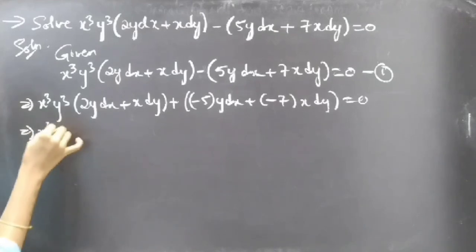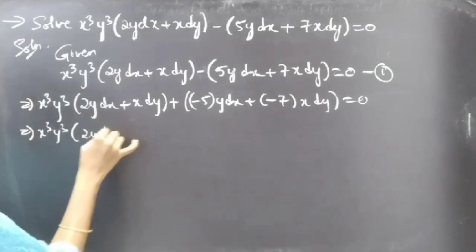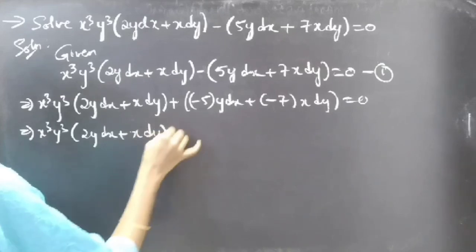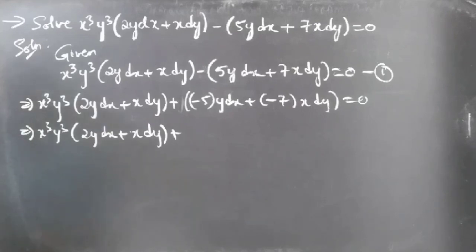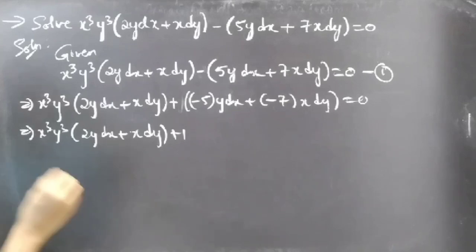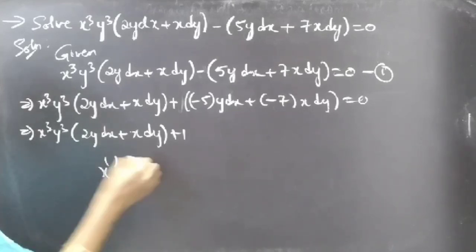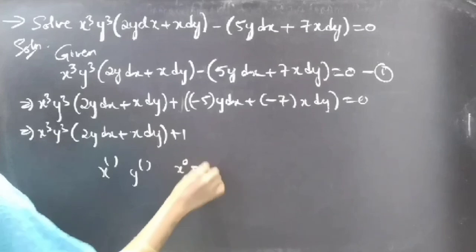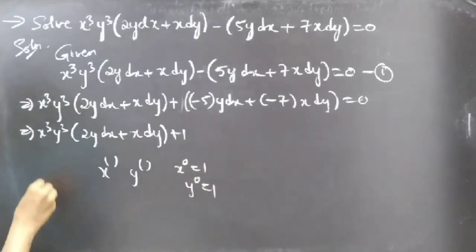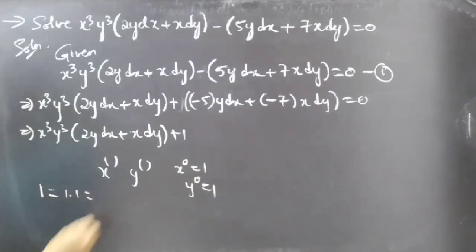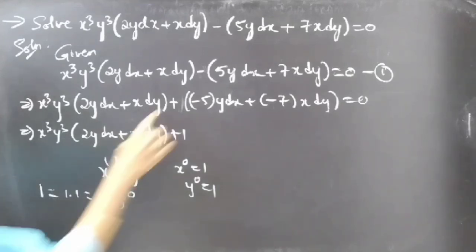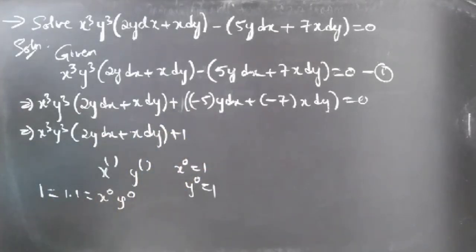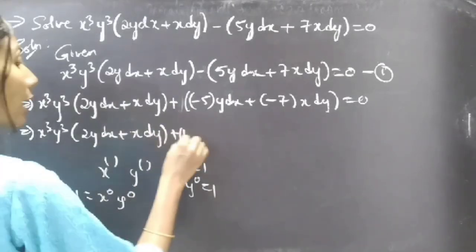And also here we have 1, right? We just have nothing, we can consider it as 1. And we can write this 1 in terms of x to the power and y to the power. Since x power 0 is 1 and y power 0 is 1, so we can write 1 as 1 into 1. We'll replace 1 by x power 0 and another 1 by y power 0, so that we can write this 1 as x power 0 into y power 0 for our convenience.